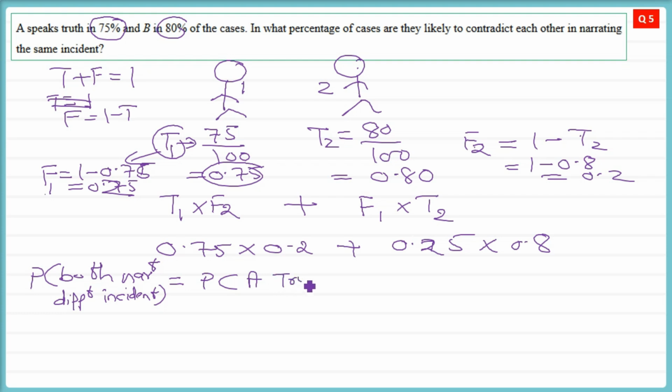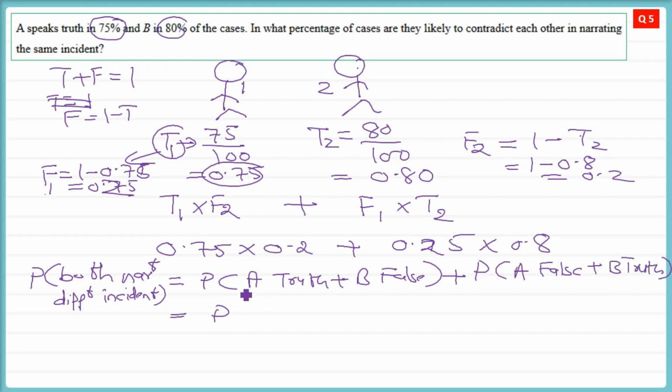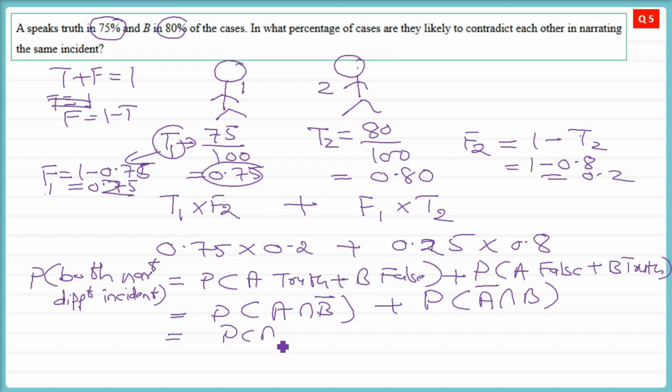That's right. That's kind of an example. So this will be equal to A speaking the truth and at the same time B not speaking the truth, or the probability that A is not speaking the truth, that is A is false, but B is speaking the truth. In probability form, it will be P(A intersection B not), or P(A not intersection B). A not is A false. These are independent events, that is A and B are independent events. So this will come out to be P(A) multiplied by P(B not) plus P(A not) multiplied by P(B).